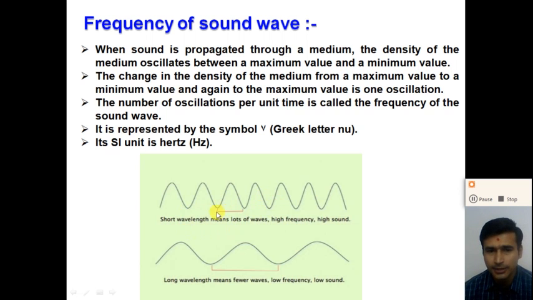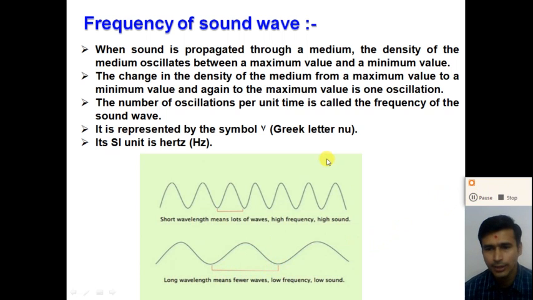Wavelength is represented by two consecutive crests or two consecutive troughs. So this sound wave has a shorter wavelength, higher frequency and higher sound. Instead of this, if we consider the wave in which the number of oscillations completed is 2, compared to this the wavelength of this wave is longer. The wavelength of this sound wave is longer. It has a low frequency and low sound.